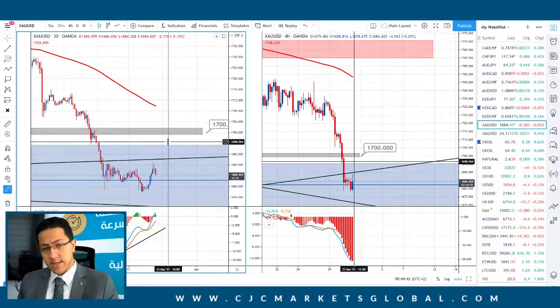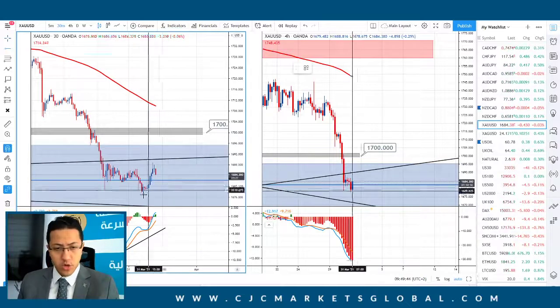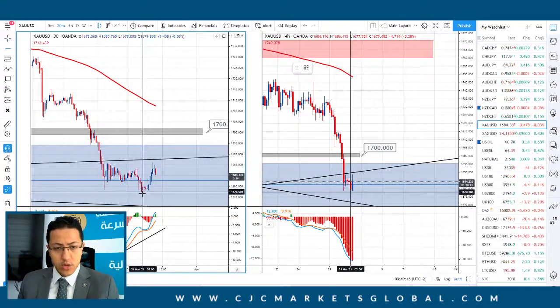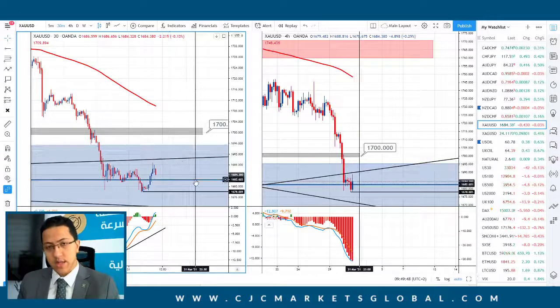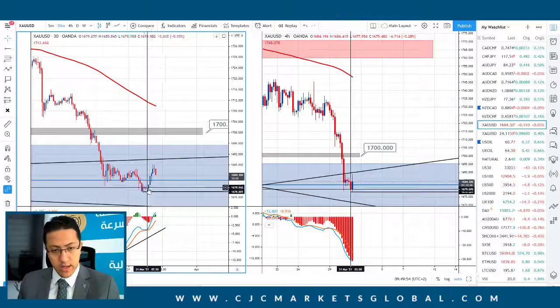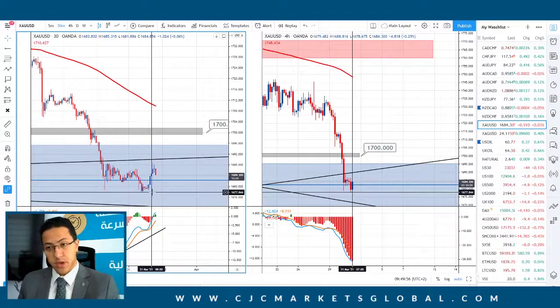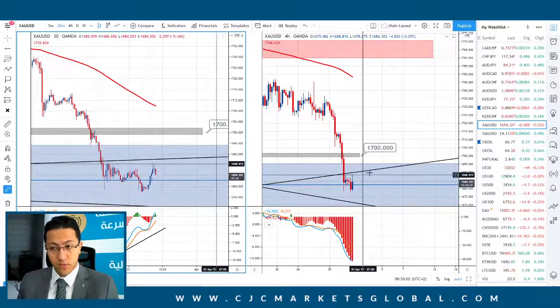So during the day we're bullish on gold trading as long as we are not able to create any lower lows just below the 1678, which was created during today's Asian session. So we are bearish on the dollar index and we are bullish on gold trading for today.